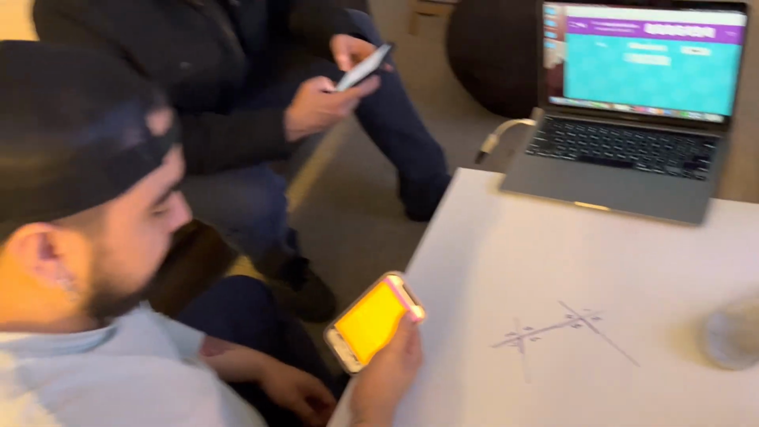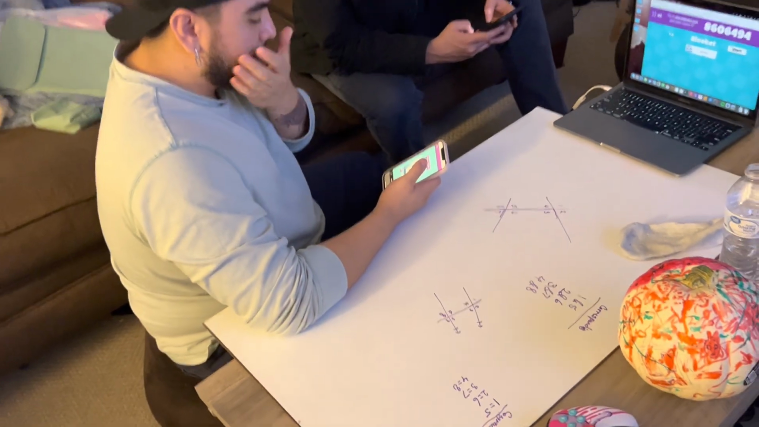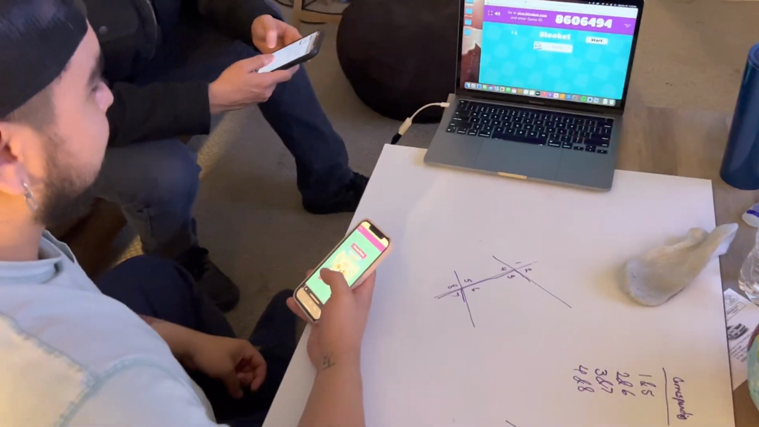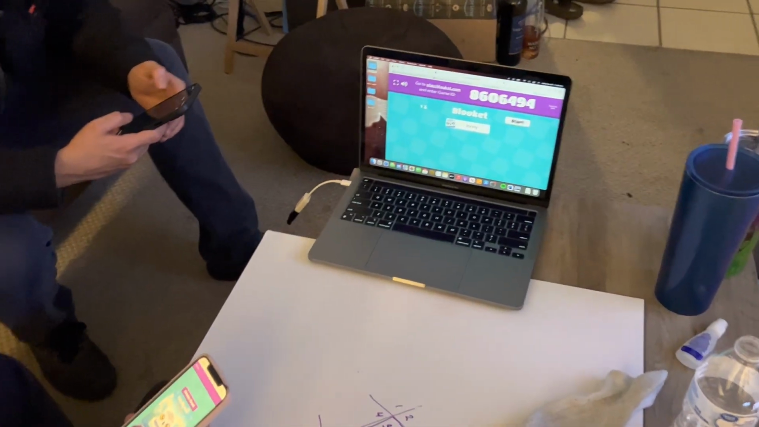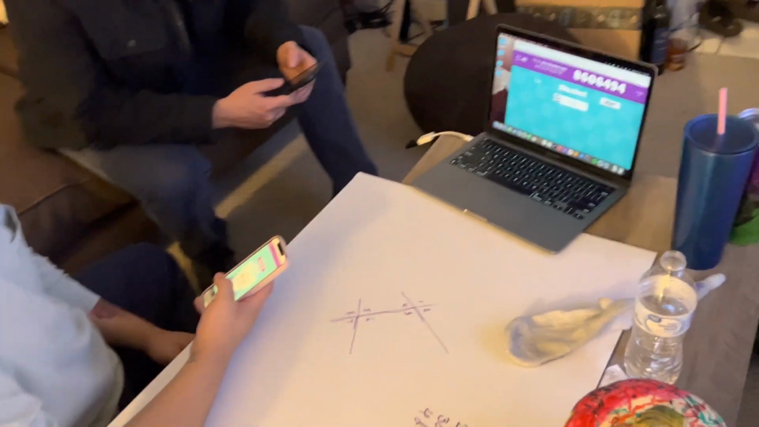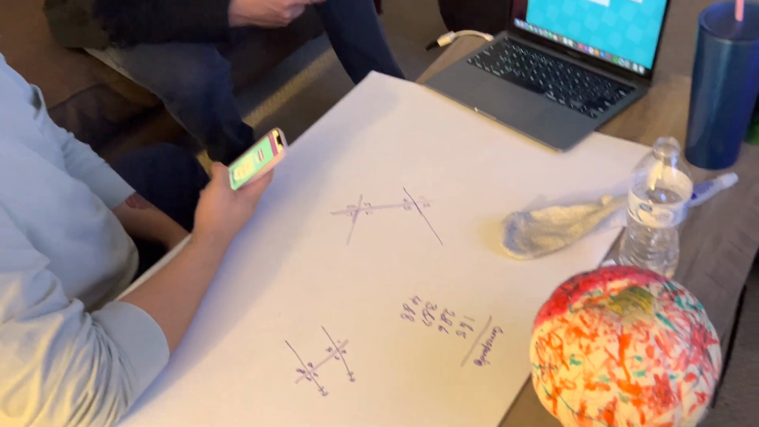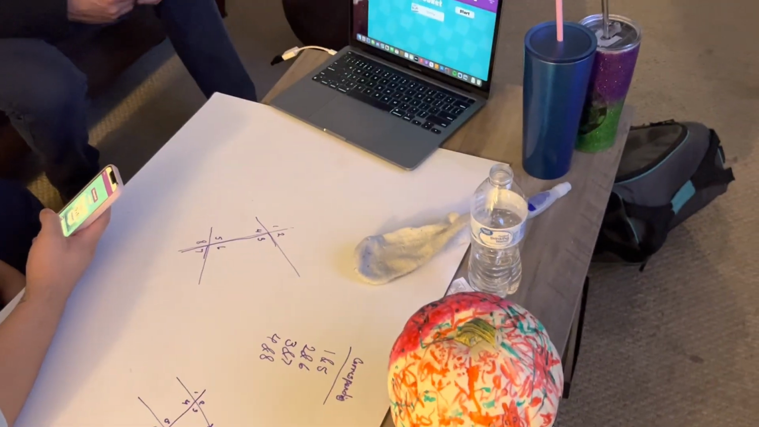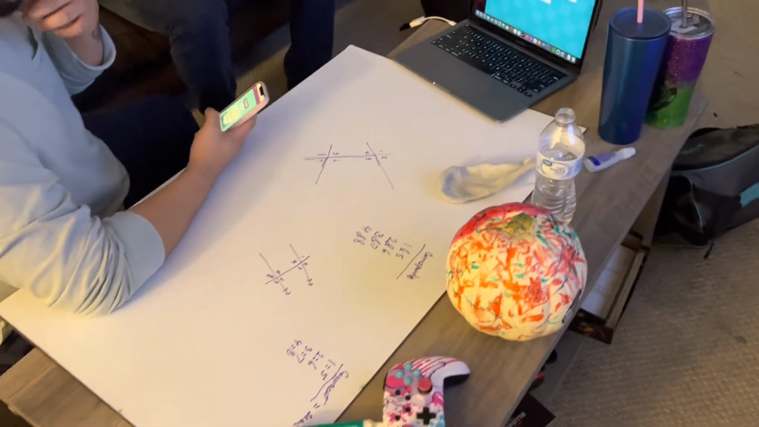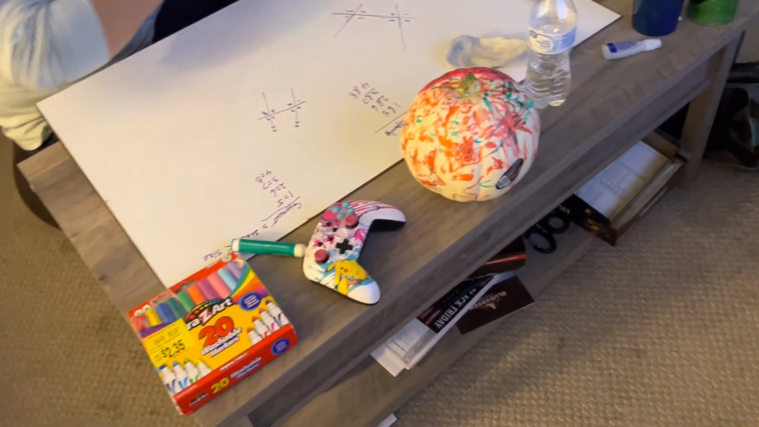Oh, you know what this kind of reminds me of? Quiplash. It's literally the same thing, but for kids, for educational purposes. Nice. Kind of like, what's that other game? I used to play a game.